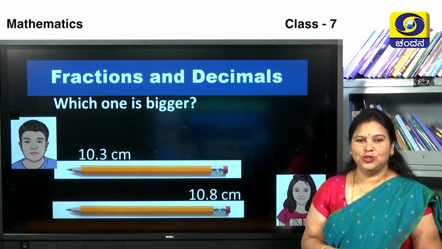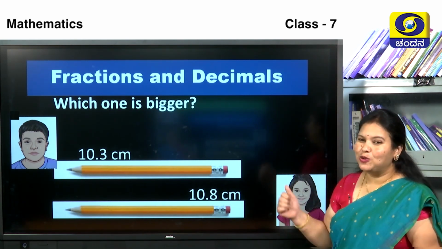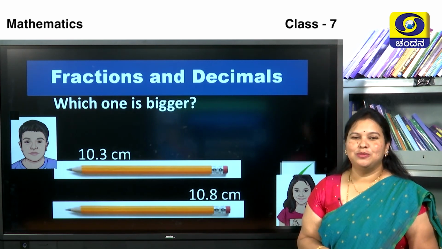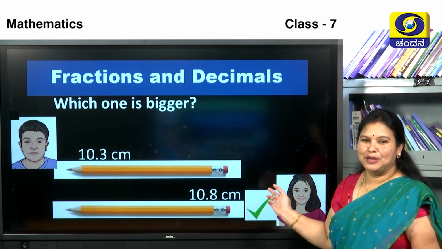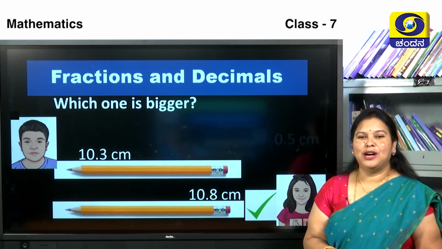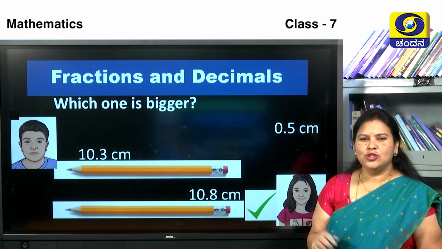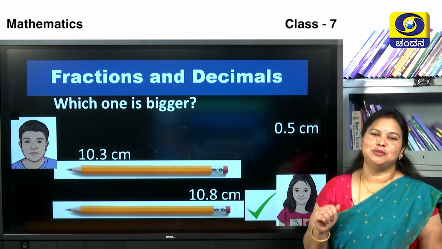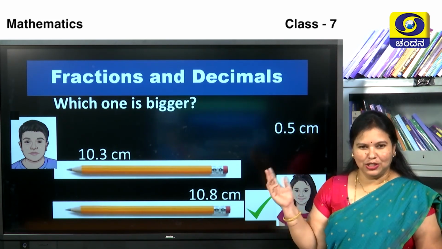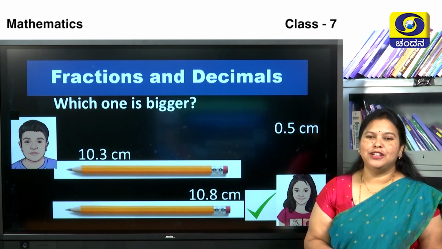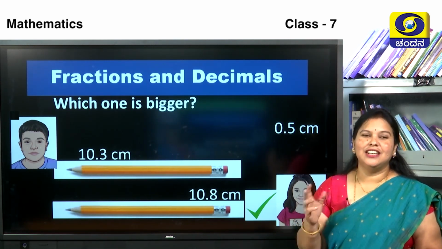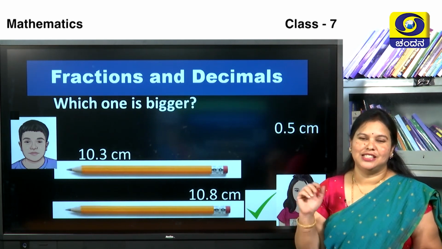Now it is easy for you. Now you tell me whose pencil is bigger? Yes, certainly Prithvi has got a bigger pencil than Harsha by 0.5 centimeter. So, what is this 0.5 here? Yes, it is a decimal number which you have learnt in your previous classes. 0.5 means 5 by 10. So, we can see a relationship between fractions and decimals.